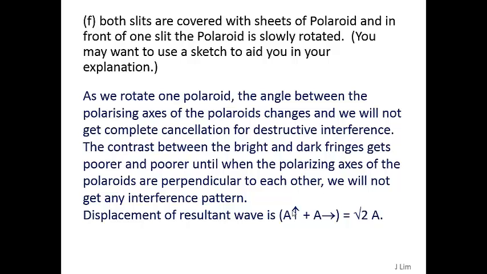As we rotate one Polaroid, the angle between the polarizing axes of the Polaroids changes, and we will not get complete cancellation for destructive interference. The contrast between the bright and dark fringes gets poorer and poorer until the polarizing axes of the Polaroids are perpendicular to each other, and we will not get any interference pattern. The displacement of the resultant waves is given by this expression, so we'll get square root of 2 A. That is the resultant amplitude.